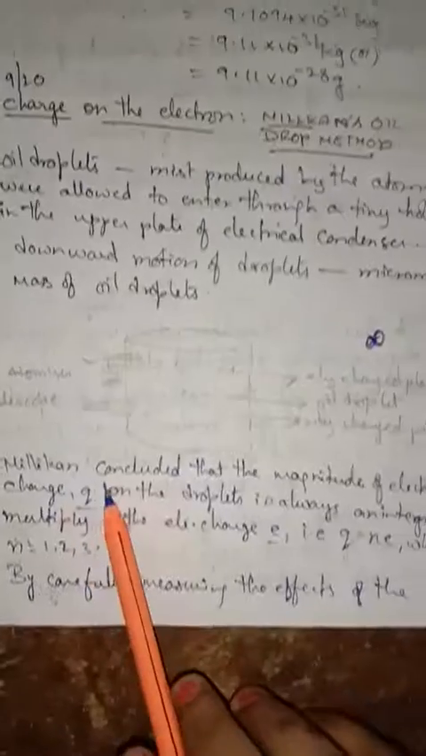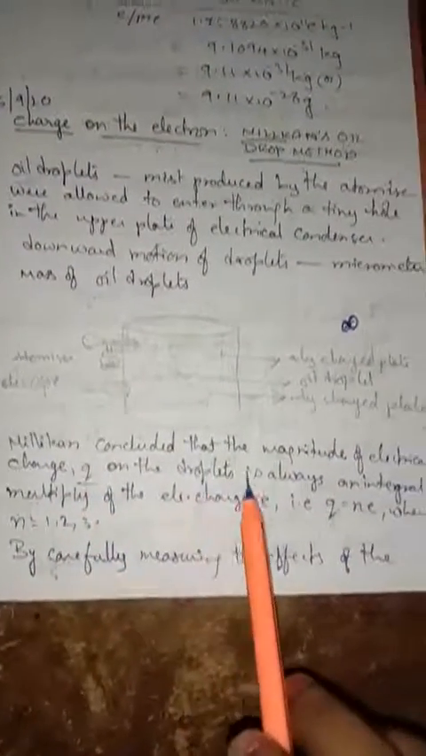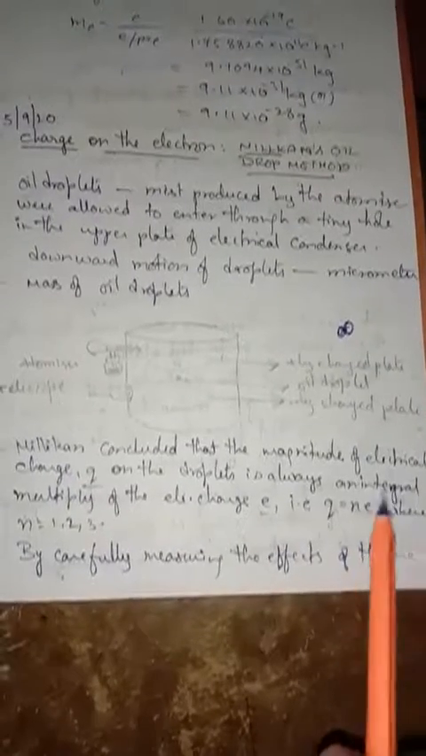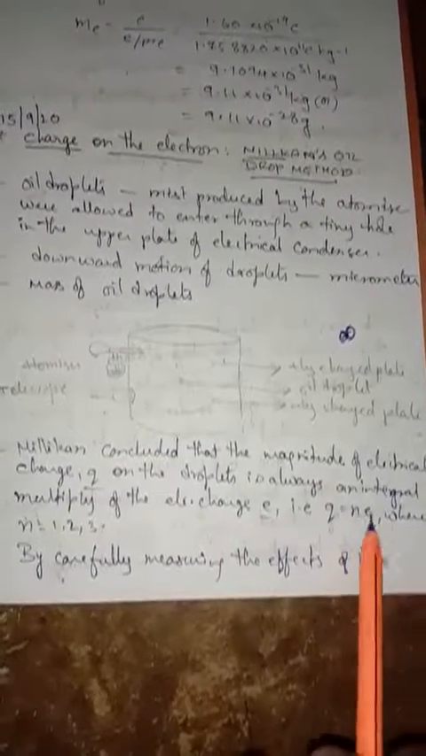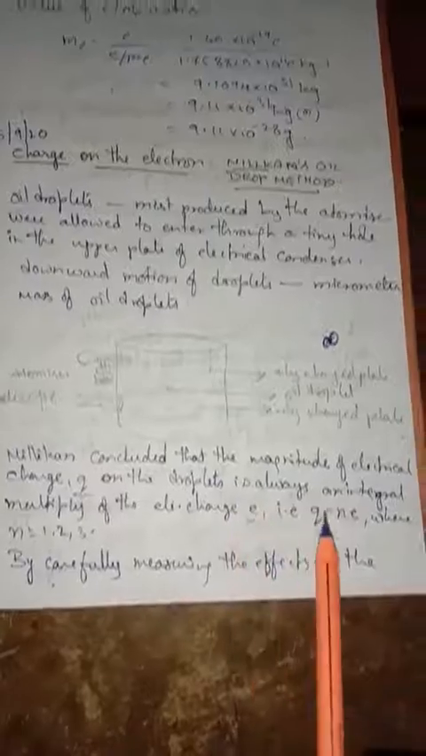Millikan concluded that the magnitude of the electrical charge Q on the droplet is always an integral multiple of the electrical charge. That means the charge Q equals n e, where in the place of n you can write 1, 2, 3, because he said it is always an integral multiple. Okay, whole numbers.